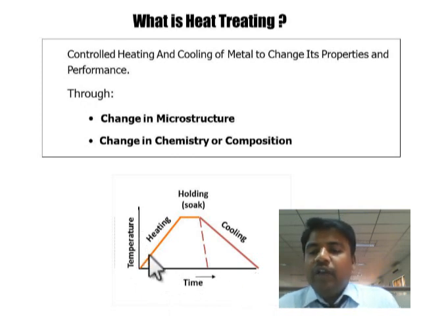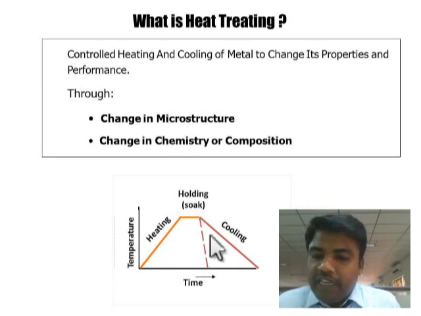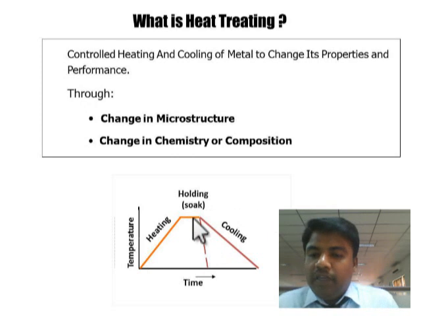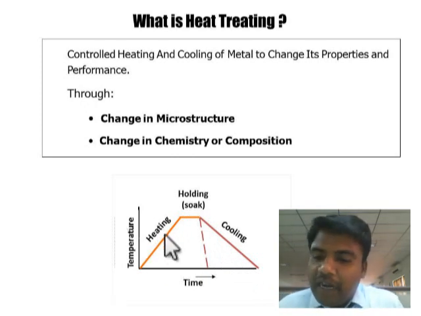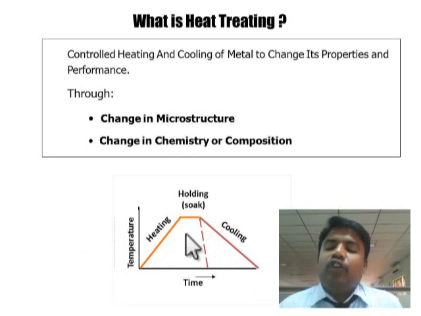The heat treatment process always undergoes three stages. The first one is heating, the second one is the soaking period, or we call it the holding period. The third one is cooling. First we go for the heating process. Each and every metal has a desired temperature for heating.